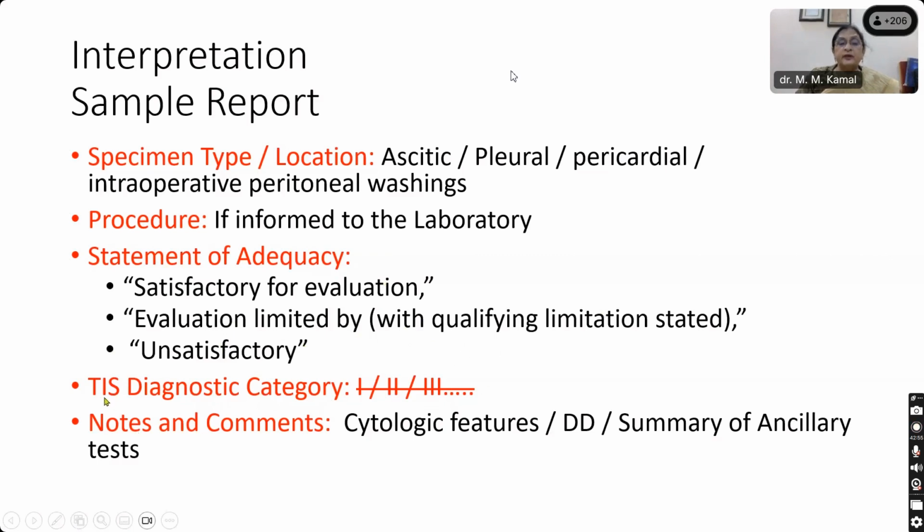And then you have to actually report the category. Now, what is recommended? How should you put the category? I have struck out something over here.